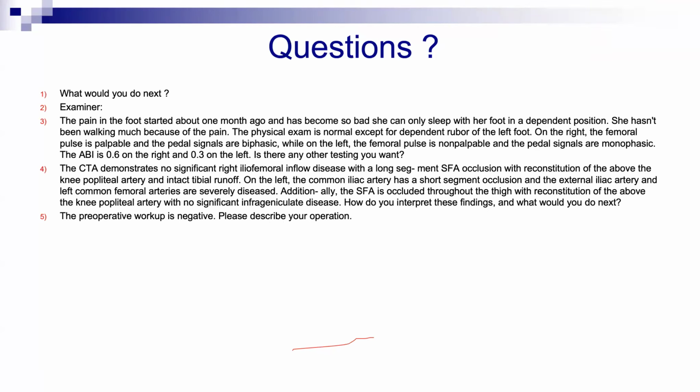Okay, the patient. We'll start with an incision on the left side, 10 to 12 centimeters below the inguinal ligament, longitudinal. Dissect down till we reach the common femoral artery, profunda, and SFA. Just a second, Mustafa. You start 10 centimeters below the inguinal ligament?